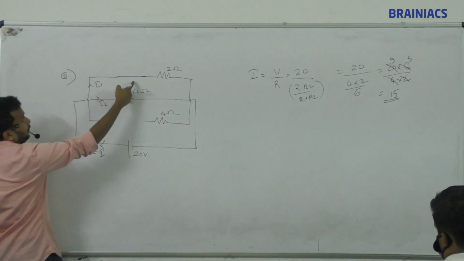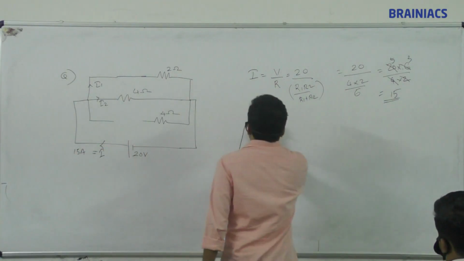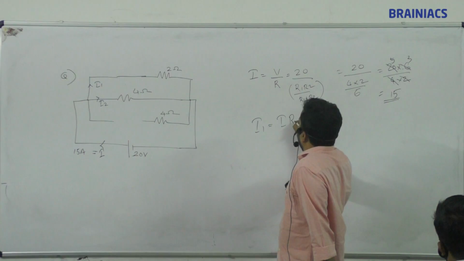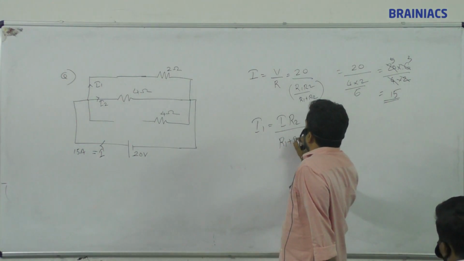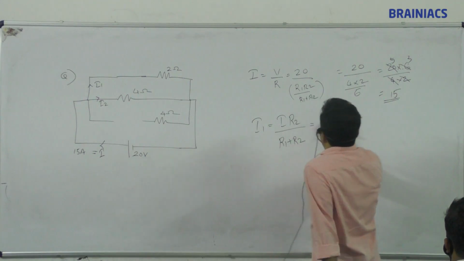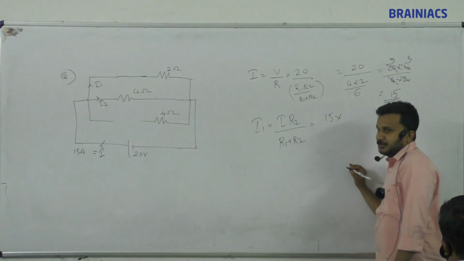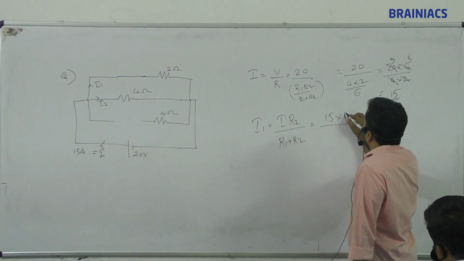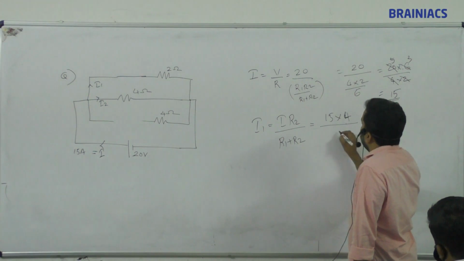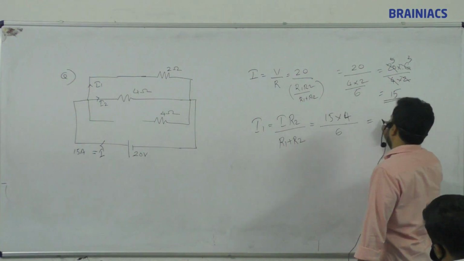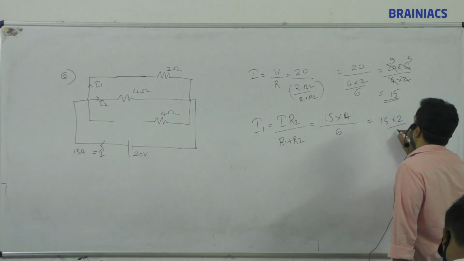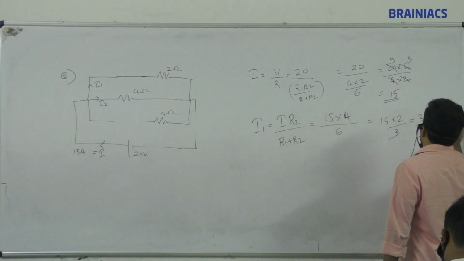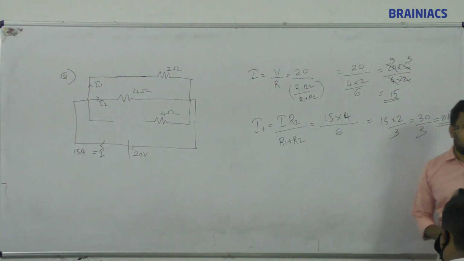So how to find the current flowing through I1? I1 is I into R2 by R1 plus R2. This rule is called the current divider rule. Very good. 15 divided by R2. R2 means what? The opposite resistance, divided by the sum of the resistances. The sum of the resistances is 6. So 15 into 2 by 6, so 30 divided by 6. The answer is 10 ampere. That's all. Okay.